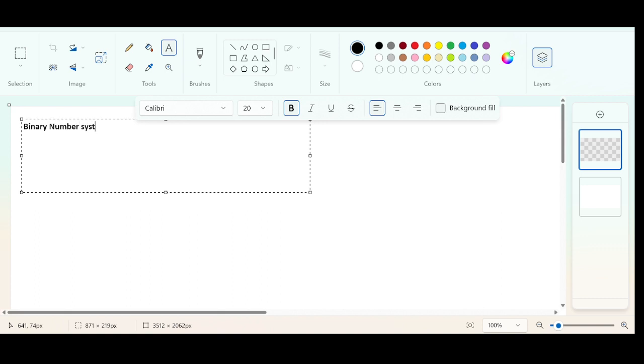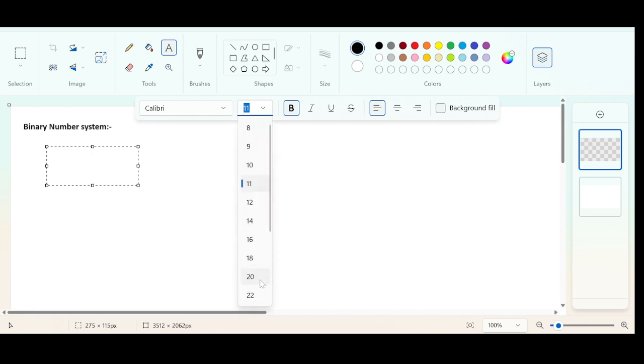Binary number system. Let us say that I have a number 45. So 45 is a decimal number. It's raw data, a complete decimal number which I can understand.